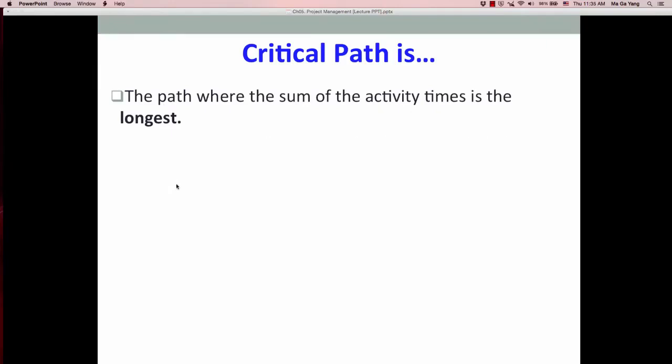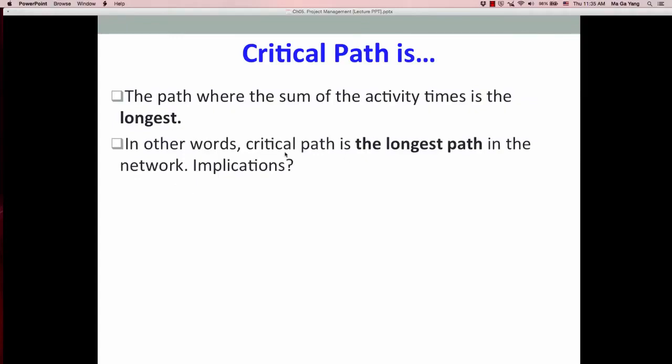So why is it critical? Because all activities on the critical path must be completed in the designated time. Otherwise, the entire project will be delayed. So the critical path is the longest path in the network.